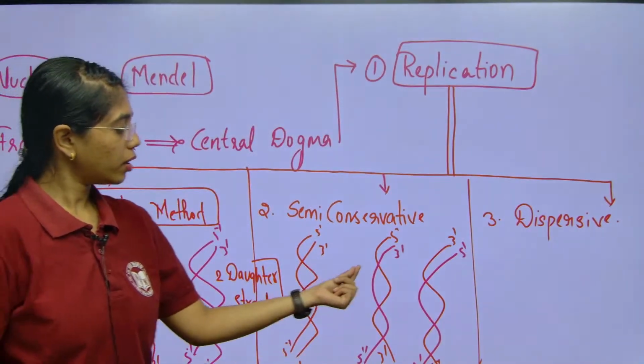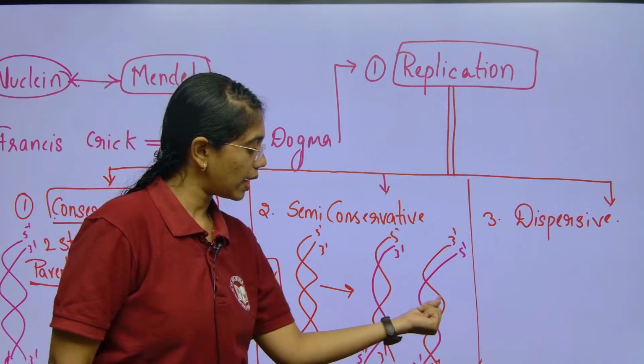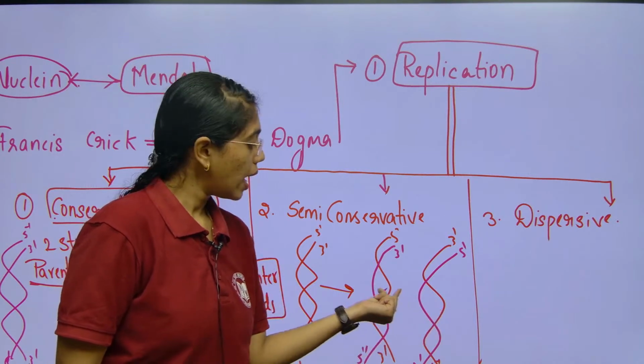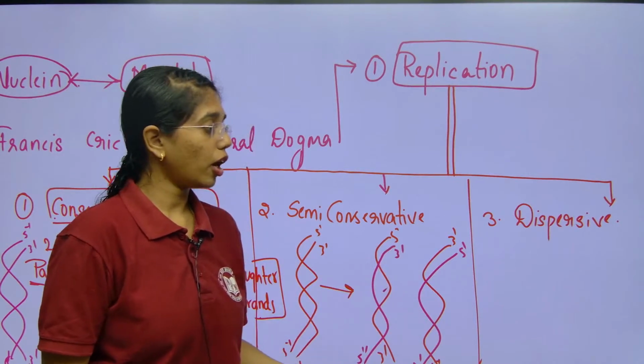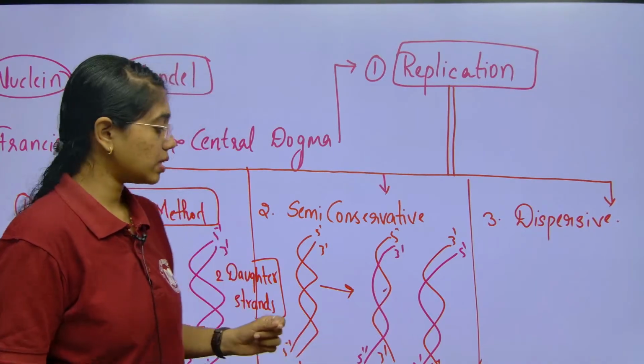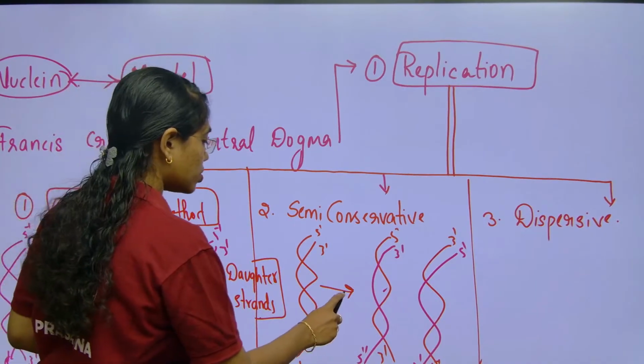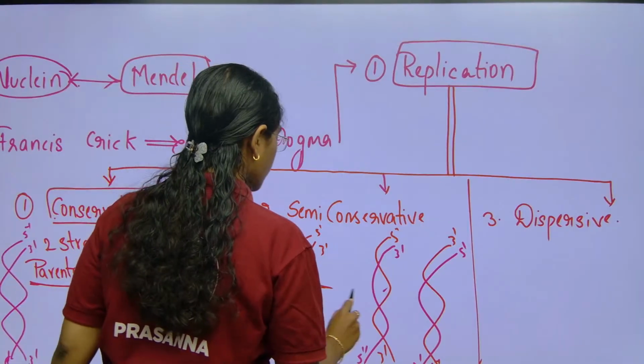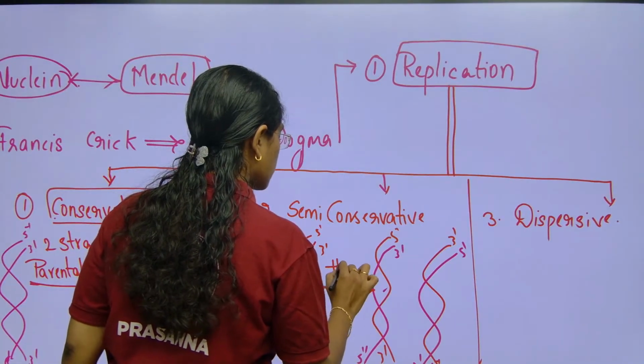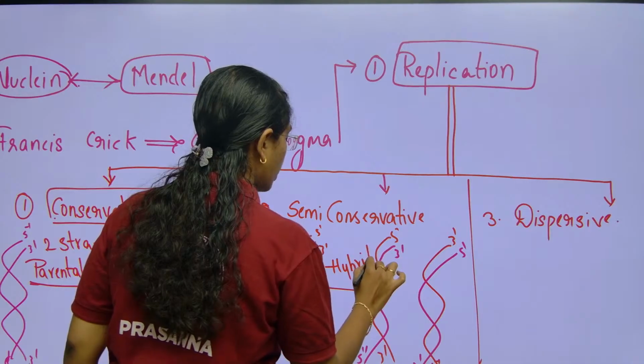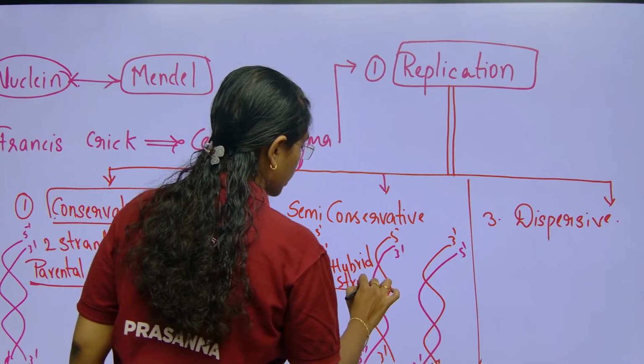Got it? Here the 2 parental strands are acting like template strands, and 2 of them will have daughter strands. And in the product, you can see the hybrid strands, with one parent and one daughter strand.